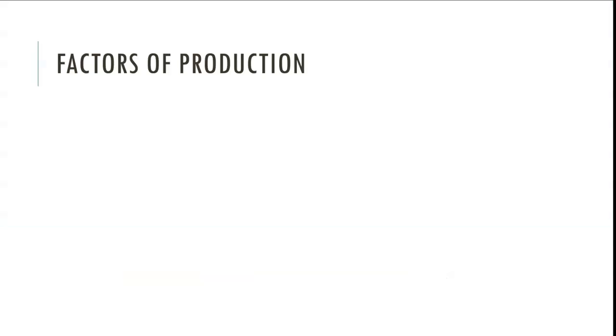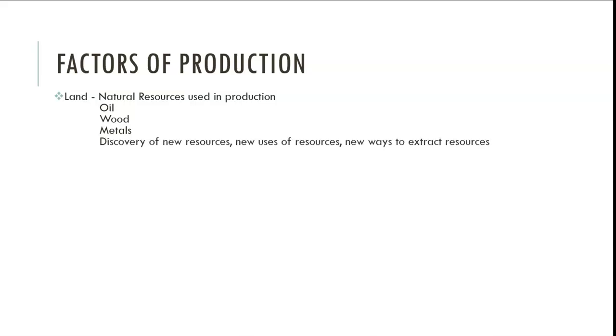First, let's look at the factors of production. These are the inputs, the materials, things that we need to be able to make something. The first is land. This is any sort of natural resource used in production. Some examples would be oil, wood, metals. It could be the discovery of new resources, new uses of resources, new ways to extract resources.